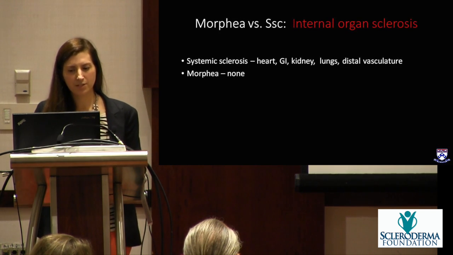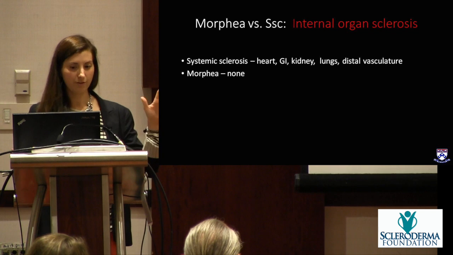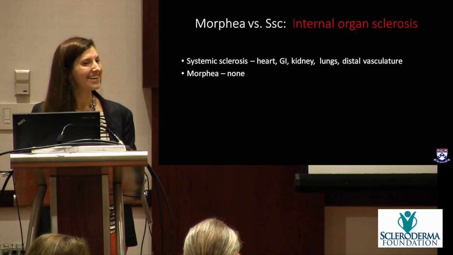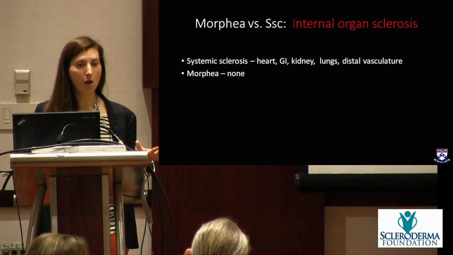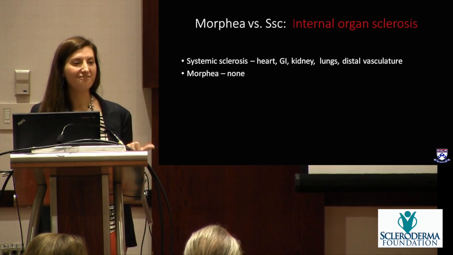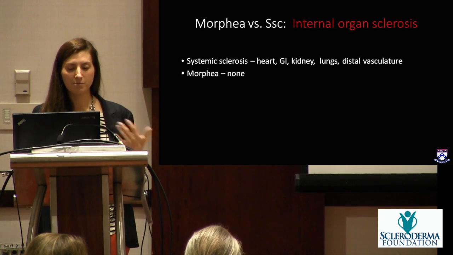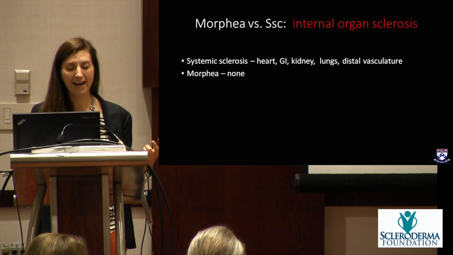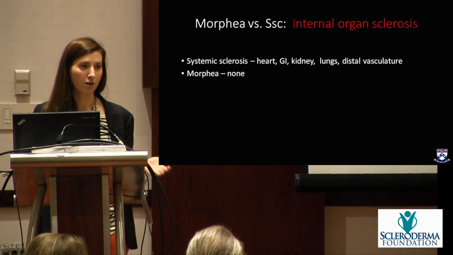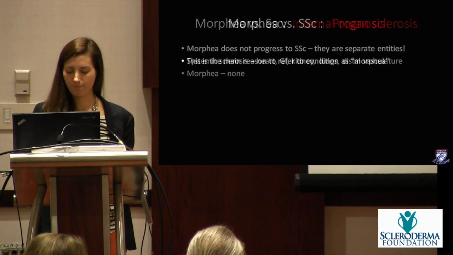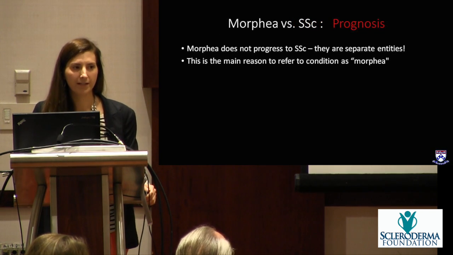So what about internal organ sclerosis? Do they differ between Morphea and systemic sclerosis? Absolutely. With systemic sclerosis, not everybody has internal involvement, but some patients do. What do they have? Sclerosis affecting the heart, gastrointestinal tract, kidneys, lungs, distal vasculature. Do Morphea patients have this, or could a Morphea patient develop these? No.